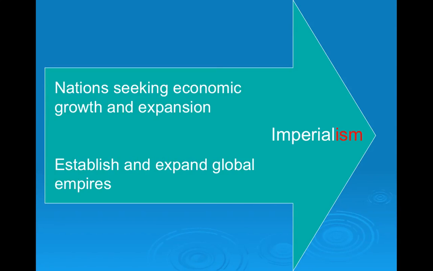The next thing I want to take a look at, you'll notice, is another ism. I call them the 3 isms of World War I. So circle ism. You guys already know what this is. We spent an entire week on it before Christmas. Imperialism. Nations seeking economic growth and expansion. Establish a grand global empire. So imperialism for the United States is when we gain land. Lots of land. Think about in your head what land we gained that we talked about before Christmas break.